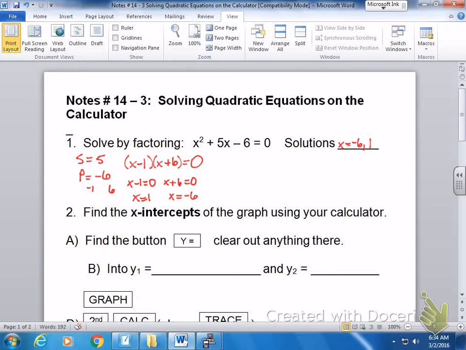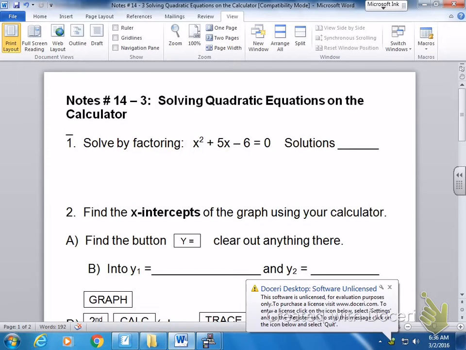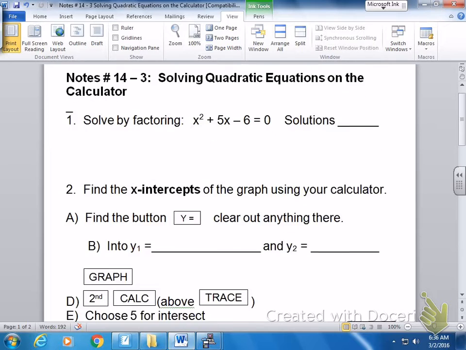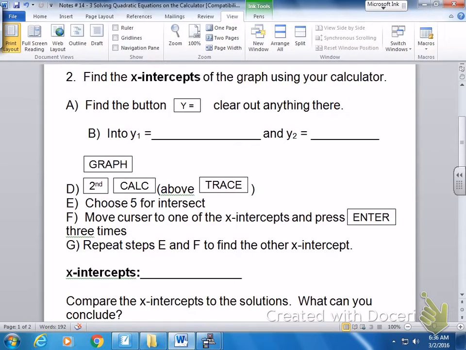So go ahead and get out your calculator. Make sure you pay attention. This is just instructions, just like yesterday, but if you do it a couple of times, the first time is going to make it a lot easier the next time. So I need you to get out your calculator. I need you to hit Y equals, and make sure everything's cleared out. If there's something on those lines, just hit clear.